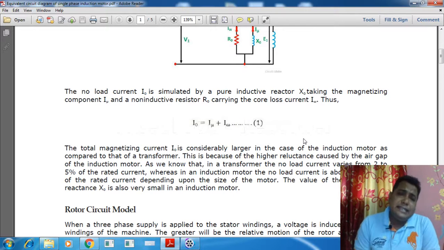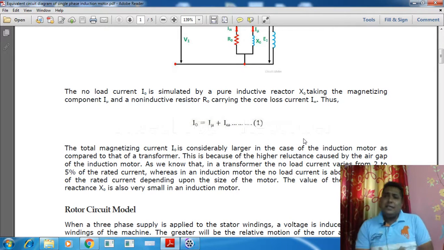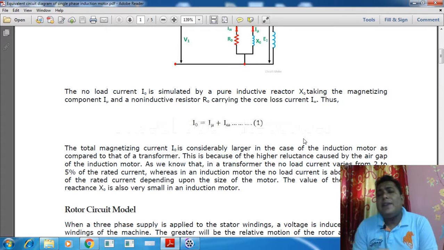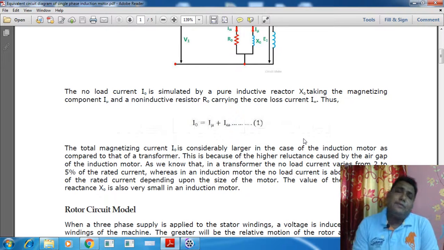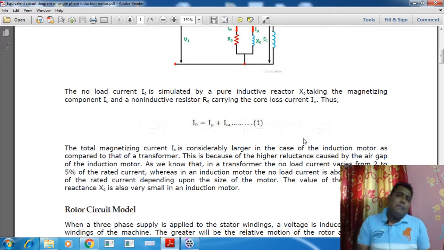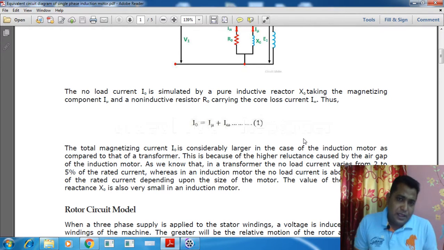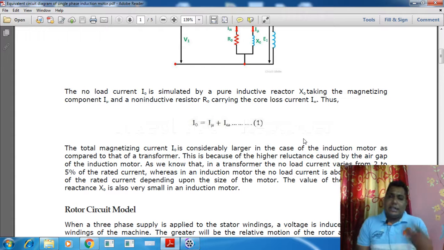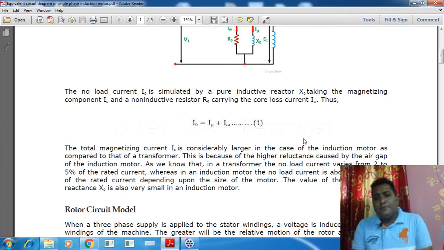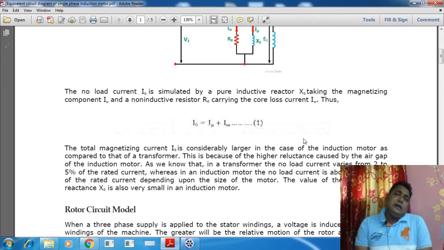The reason behind this is the higher reluctance caused by the air gap of the induction motor. In case of a transformer, the primary and the secondary sides are both stationary. But in case of a single phase induction motor, the stator is stationary, but the rotor is the rotating part of the machine. So it is offering a higher reluctance path. That's why it needs higher current for the magnetization purpose.